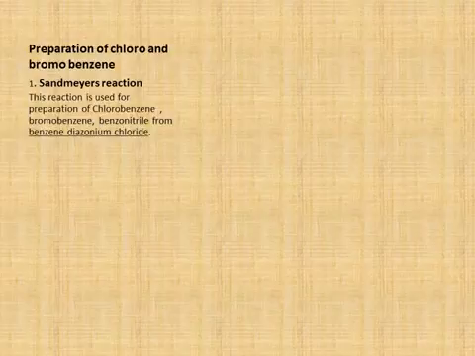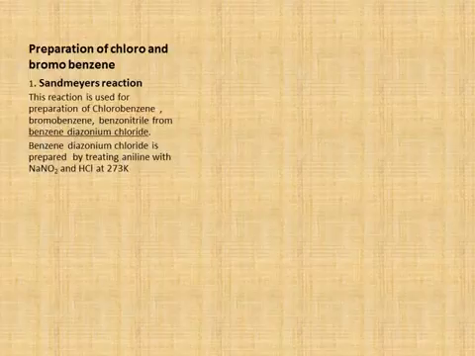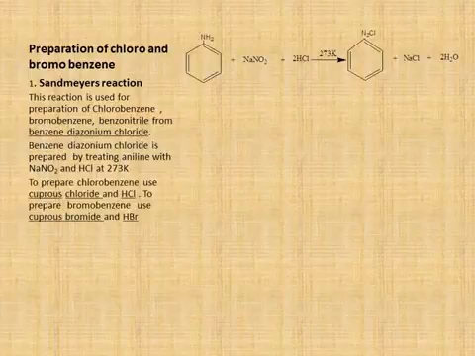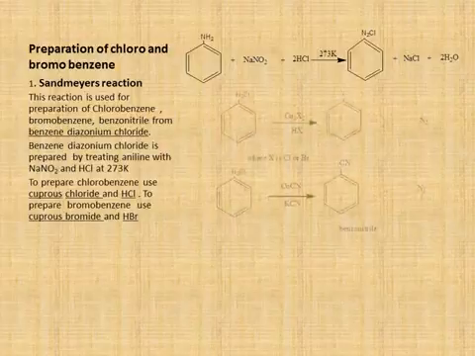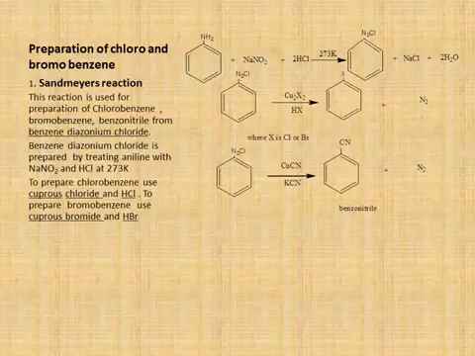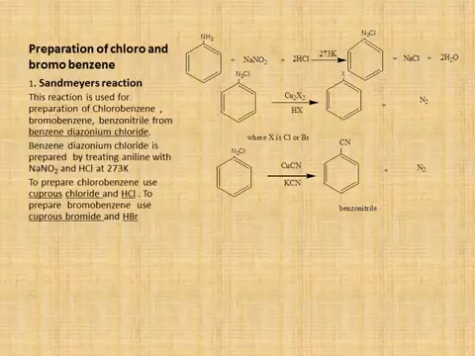But first we have to prepare diazonium salt. This can be done by treating aniline with sodium nitrite and HCl at 273 Kelvin. In Sandmeyer's reaction, use cuprous halide and HX with diazonium salt.